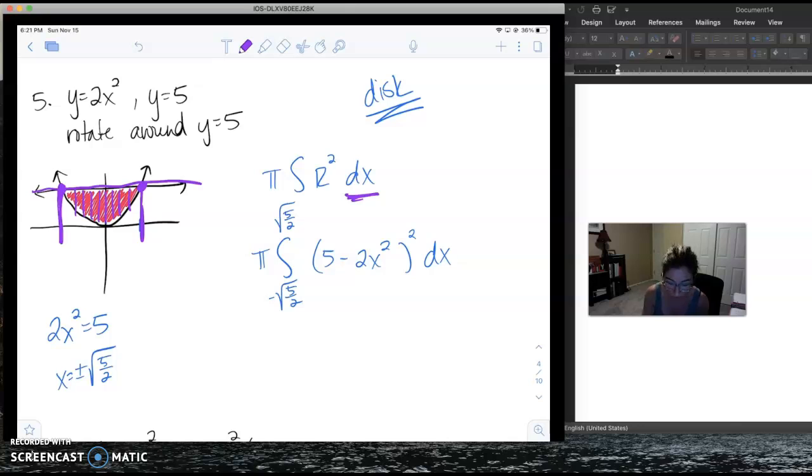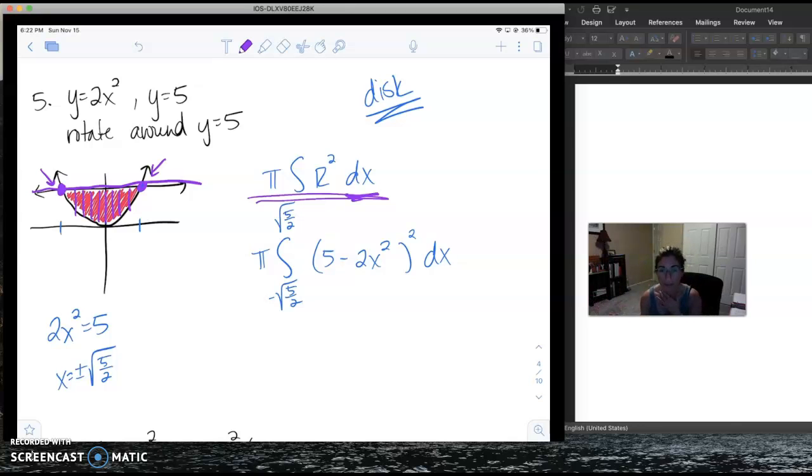I'm going to rotate it around. I'm going to stack my rectangles along the x, so I know I'm going to integrate with respect to x. I'm going to do pi big R squared. Now, the problem is we need our limits of integration. We need to figure out where to start and where to end. Remember, we figured that out by looking at these 2 points right here. It looks like those 2 points are where your parabola and that y equals 5 line intersect.